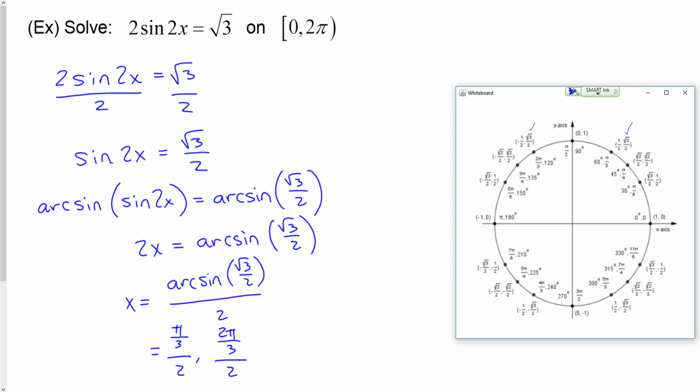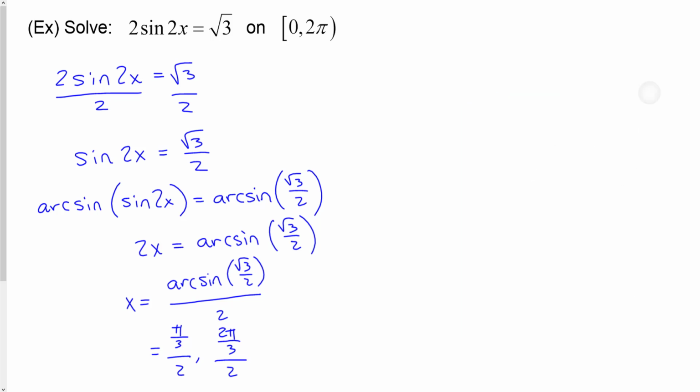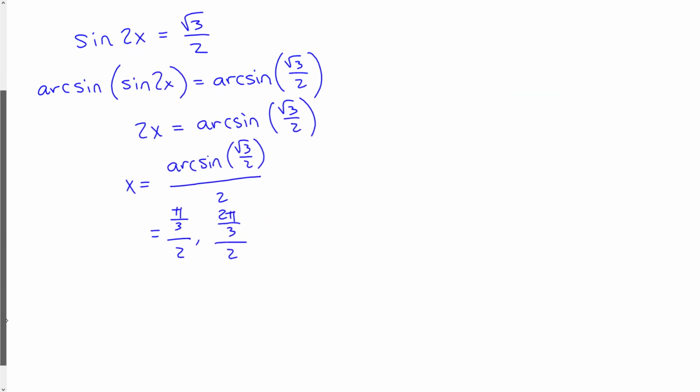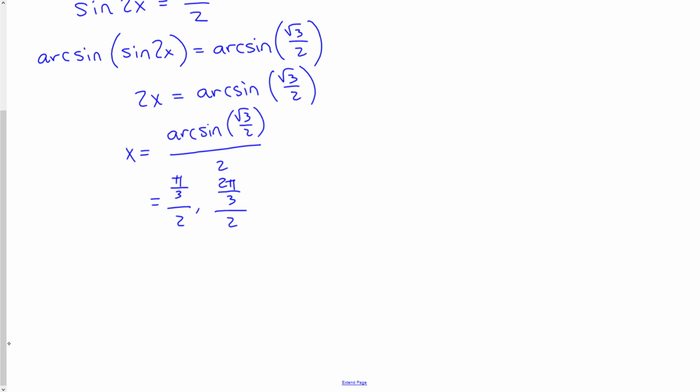Now, let's go ahead and divide and see what happens. So when I divide pi over 3 by 2, it's the same thing as multiplying by a half. So this becomes pi over 6. And then the other answer is 2 pi over 3. When I divide this by 2, it's the same thing as multiplying by a half. The 2's cancel, so I get pi over 3.